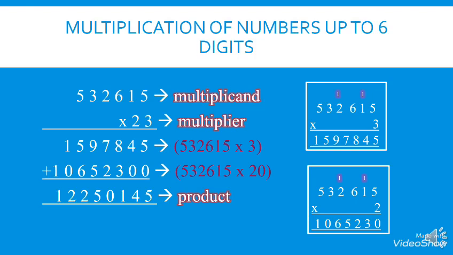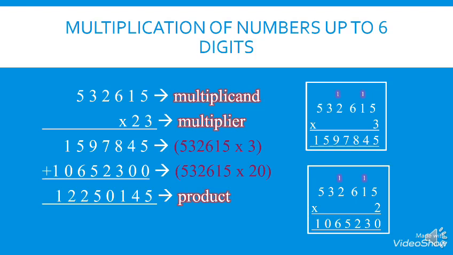Be very careful, students, in writing these numbers in proper columns. Now add these numbers vertically and always remember that we start adding from the unit place. So we add the numbers. 5 plus 0 will give you 5. 4 plus 0 will be 4.